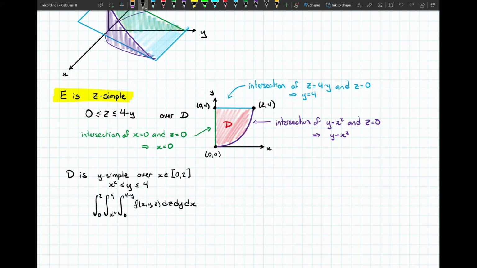So, treating E as z simple and D as y simple, we have the boundaries for z from 0 to 4 minus y, y from x squared to 4, and x from 0 to 2. If we wanted to treat D as x simple, though, then for an interval for y from 0 to 4, our boundaries on x will go from x equals 0 up to this purple curve, where x is equal to the square root of y.